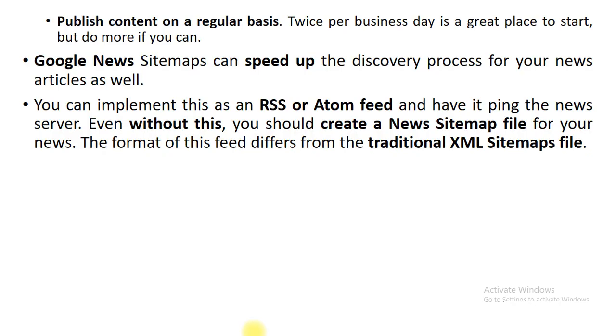When you publish your content on a regular basis, sometimes twice per business day, it is a great place to start, but do more if you can. A Google News Sitemap can speed up the discovery process for your news articles as well. You can implement this as an RSS or Atom feed and have it ping the news server. Even without this, you should create a news sitemap file for your news. The format of this feed differs from the traditional XML sitemap.